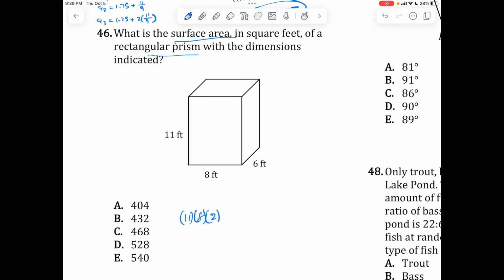11 times 8 plus 8 times 6 plus 6 times 11, times 2. This gives you 404. Okay.